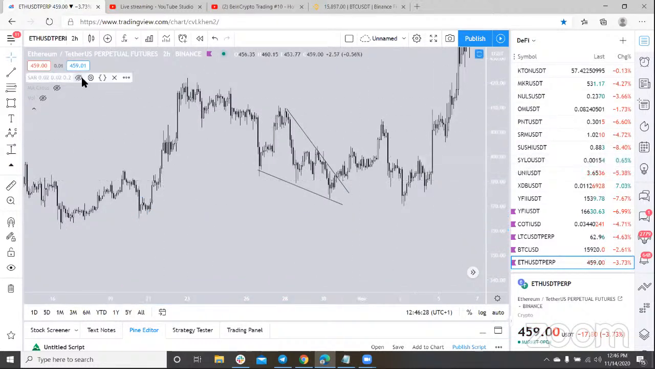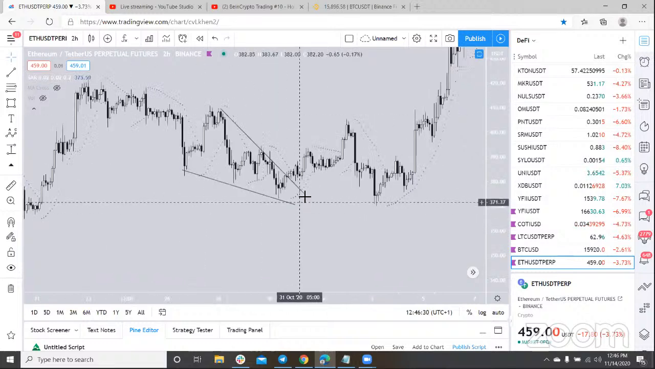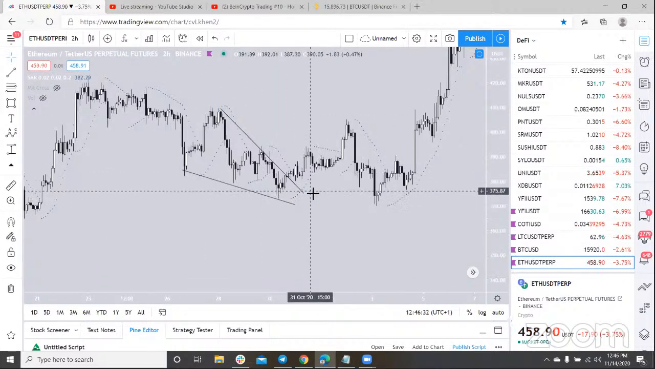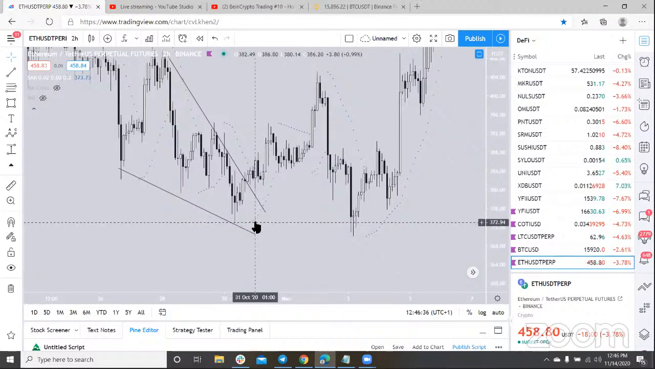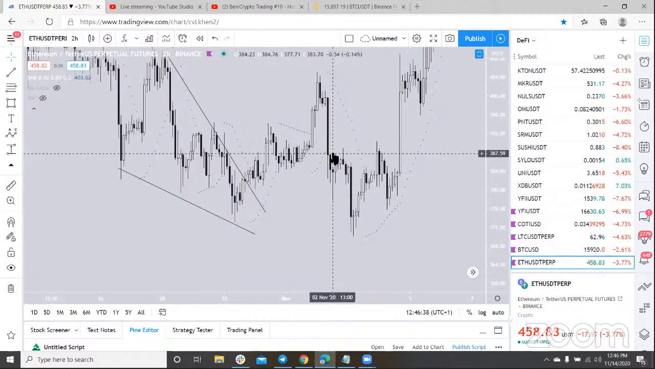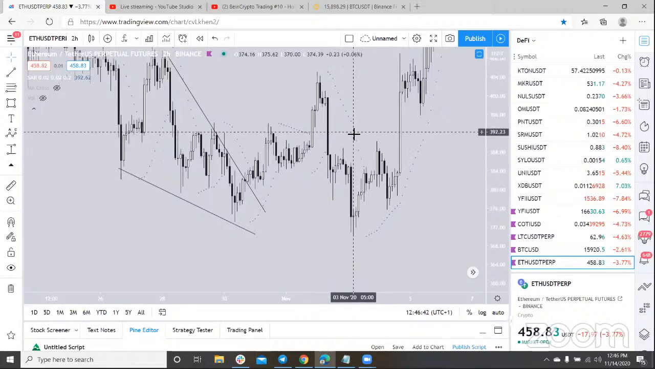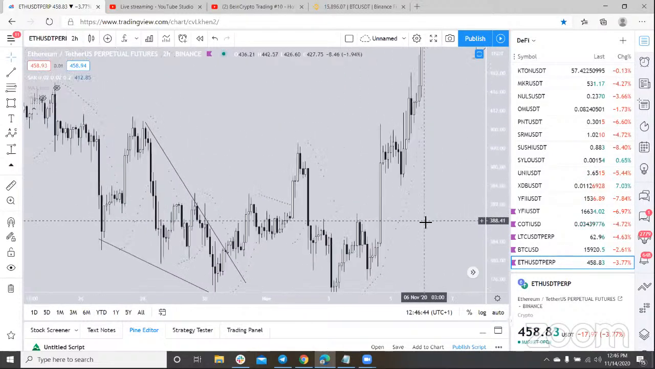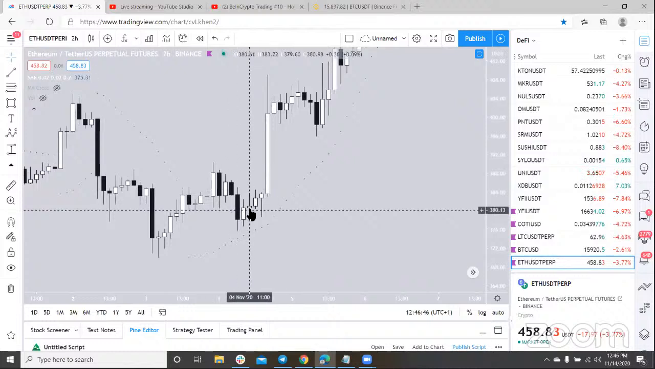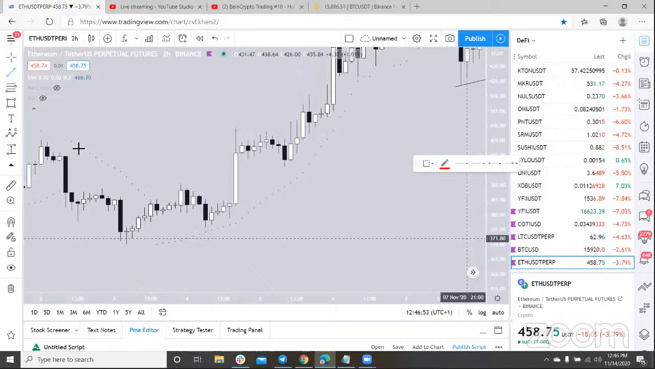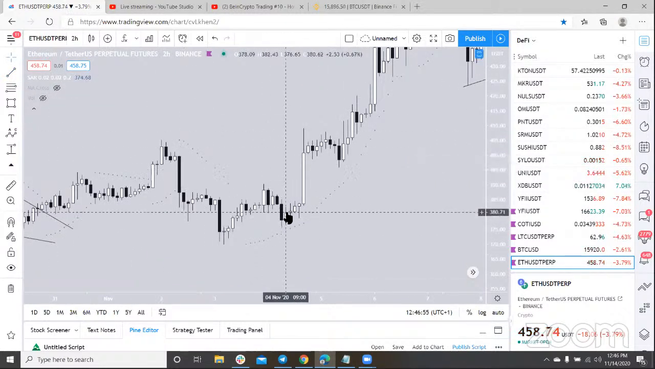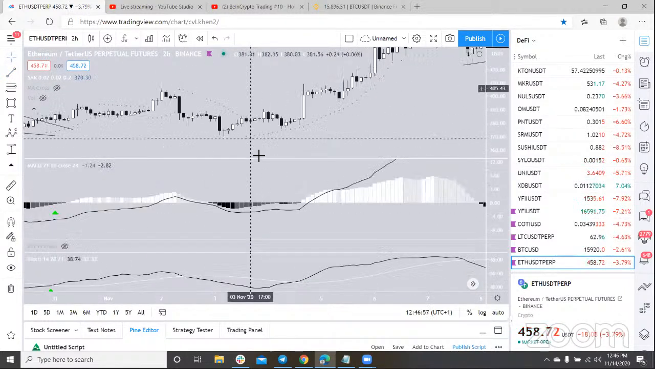If we were using the parabolic SAR, so we entered here, we would have manually trailed and we would have gotten stopped here. Slight profit, not too much. Now, the parabolic SAR is better in uptrending markets. So if you were to enter somewhere here, for example, in ranging markets, you will always get stopped with the parabolic SAR. But if you entered here, let's see if we had a trigger there.